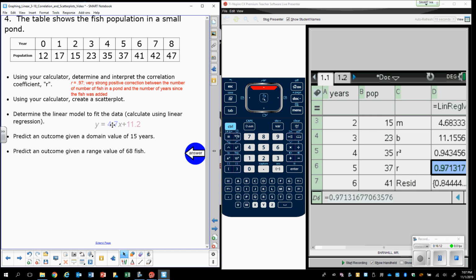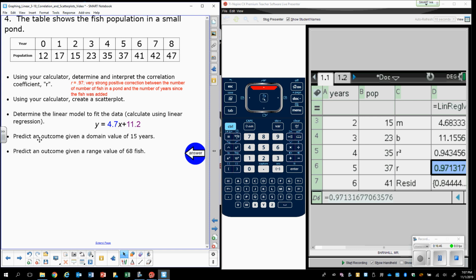To determine the linear regression model, to determine that linear model, we're taking the slope, which is m, so we're taking this value right here. We're taking b, which was 11.15 or 11.2, and we're writing it in slope-intercept form. So when we write in slope-intercept form, we get y equals 4.7x plus 11.2. And then what we can do from there is make predictions. So we can take our linear regression model and make predictions.